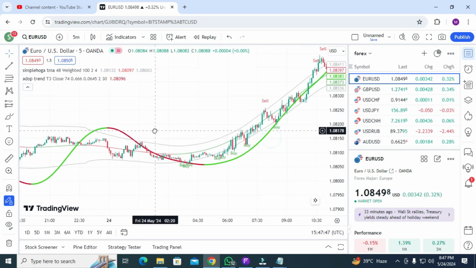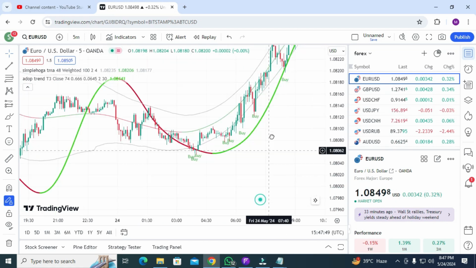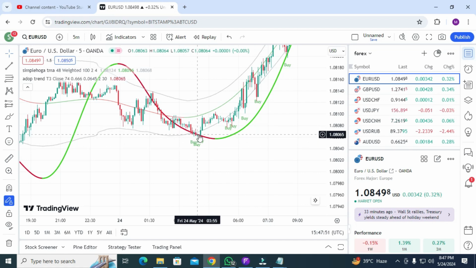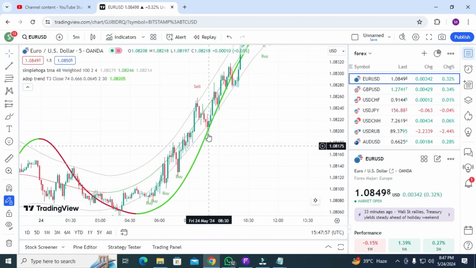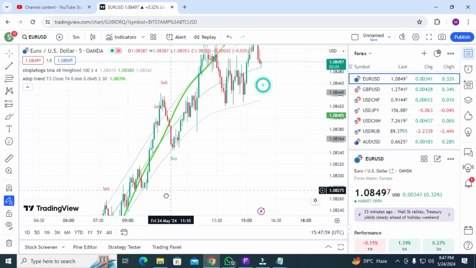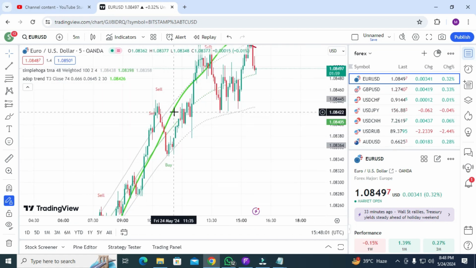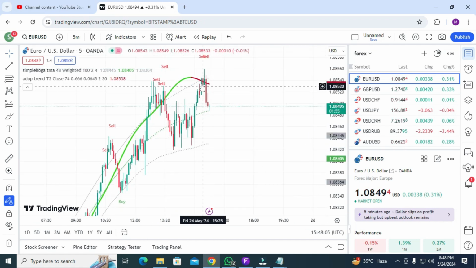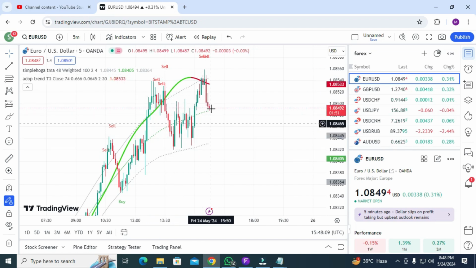Let me show you some more examples. Here you can see the adopt trend line is below the lower band line, and you are getting a buy signal. So this is your perfect buy trade, and you will get your profit. Again a buy trade, and you will get your profit. Now the adopt trend line is inside, so you do not need to trade. Like here the adopt trend line is above, you can go for the sell trade, and you will get awesome profit. You will definitely get awesome profit.